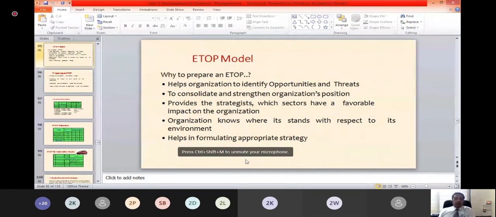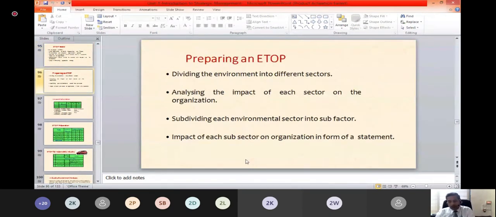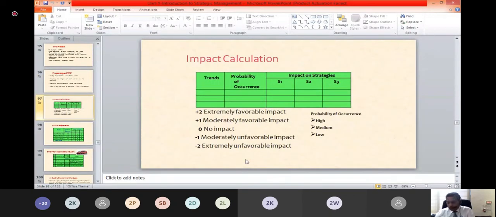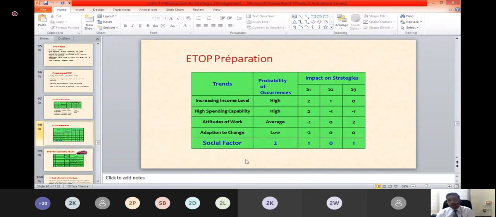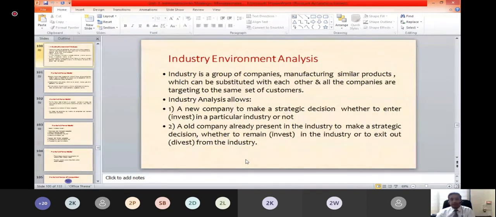So this ETOP model, that is environmental threat and opportunity profile, we discussed how to prepare this ETOP, what are the different calculations involved in preparing this ETOP, that we discussed how it is important to identify these opportunities and threats that we have discussed. Then industry environmental analysis. How do we analyze the industry environment and how it is important to identify whether the particular industry is attractive or unattractive for doing the business in that industry, that we have discussed.